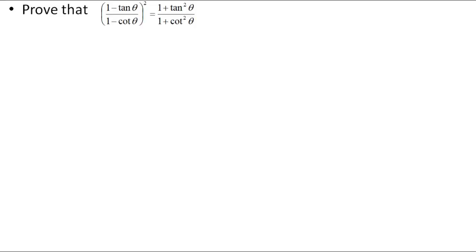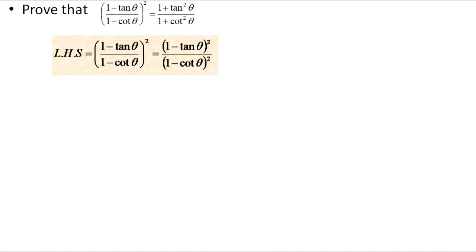First problem is prove that (1 minus tan theta by 1 minus cot theta) whole square equals (1 plus tan square theta) by (1 plus cot square theta). Now the LHS is (1 minus tan theta by 1 minus cot theta) whole square, that is (1 minus tan theta) whole square by (1 minus cot theta) whole square. Now convert the expression into a function of cot theta.